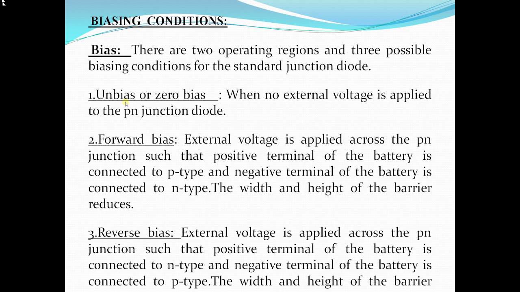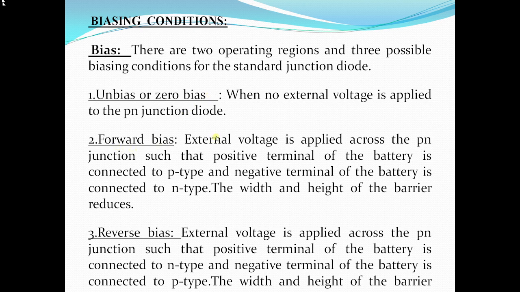One is unbiased or zero bias. Whatever PN junction we discussed in the last class belongs to unbiased or zero bias, because no external voltage is provided. When no external voltage is applied to the PN junction, we call it unbiased or zero bias.